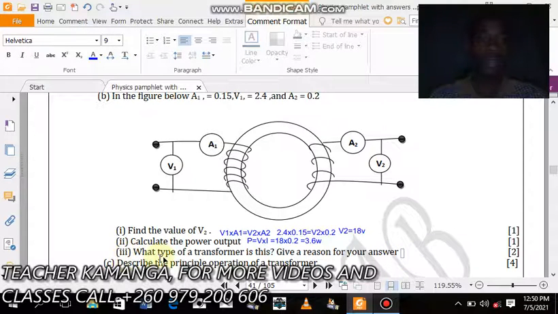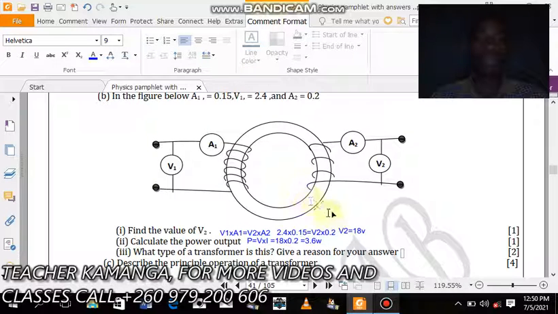We come to our B3. We're saying what type of transformer is this? Give a reason for your answer. Now what we need to understand is that we can identify the type of transformer by looking at the number of turns that have been given. Here on the primary, we have more turns than on the secondary part. So from here it gives us the hint that this one is a step up transformer.